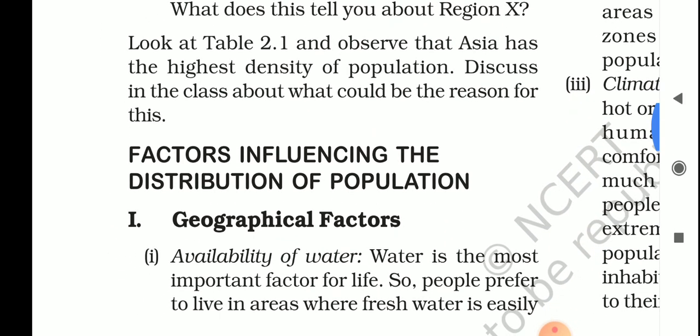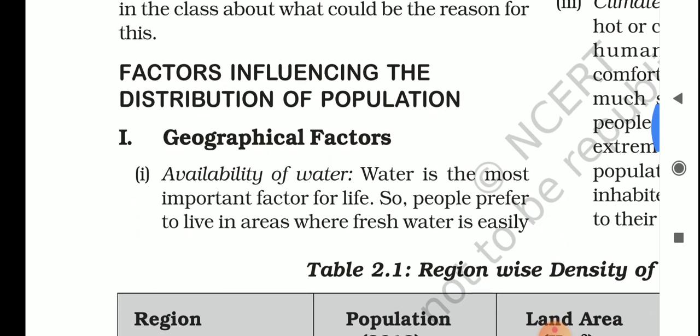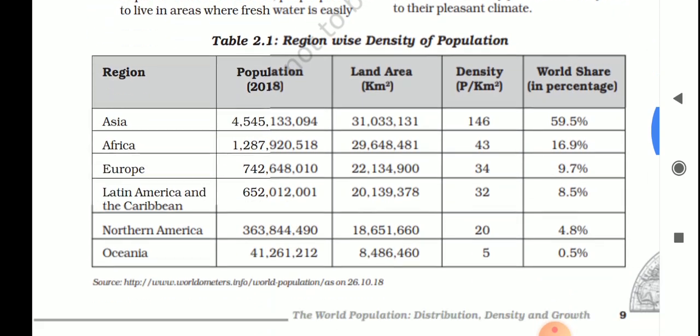Now next is very important, students, which you have to learn. These are the factors influencing the distribution of population. The first factor that always affects the distribution of population is geographical factors. Inside geographical, the first one is availability of water. As I told you, water is especially a basic need of people. So people prefer to live in areas where fresh water is easily available. In those areas you can see high population.